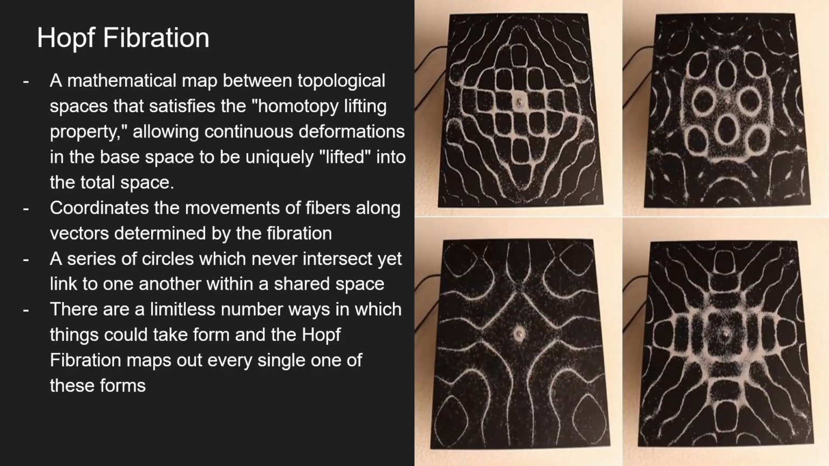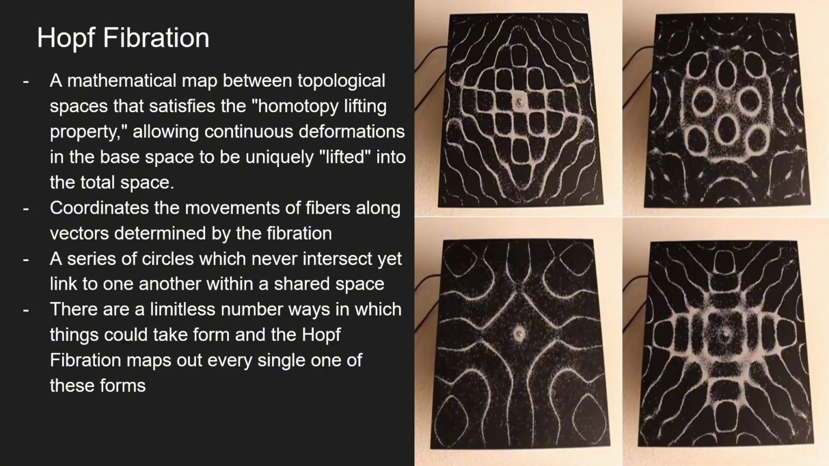So if you look at the pictures on the right, this is just sound moving sand on a flat surface. Now, all the different patterns that the sand could move in all exist. However, the sand can only take up one space at a time. The Hopf fibration takes all these patterns that the sand can move in and maps them out in order for the sand to take shape in even just one of these forms.